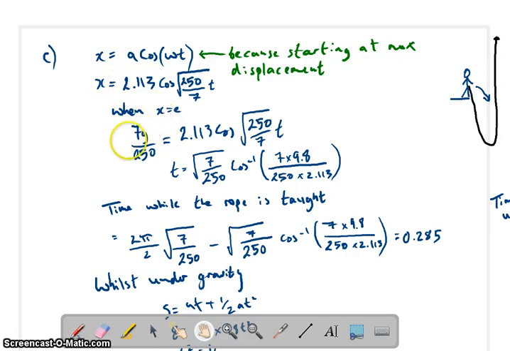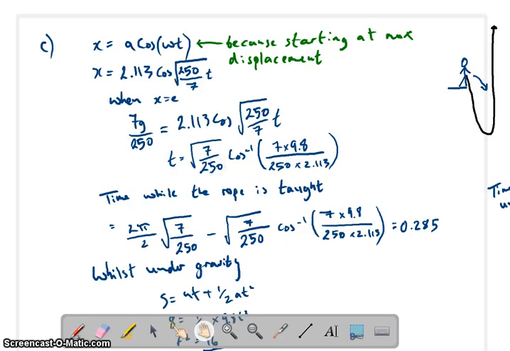And so we have x is 7g over 250 is equal to this. So 7g over 250 divided by 2.13, then inverse cos to find root 250 over 7 t, and then get rid of the root 250 over 7. So that gives us our time.